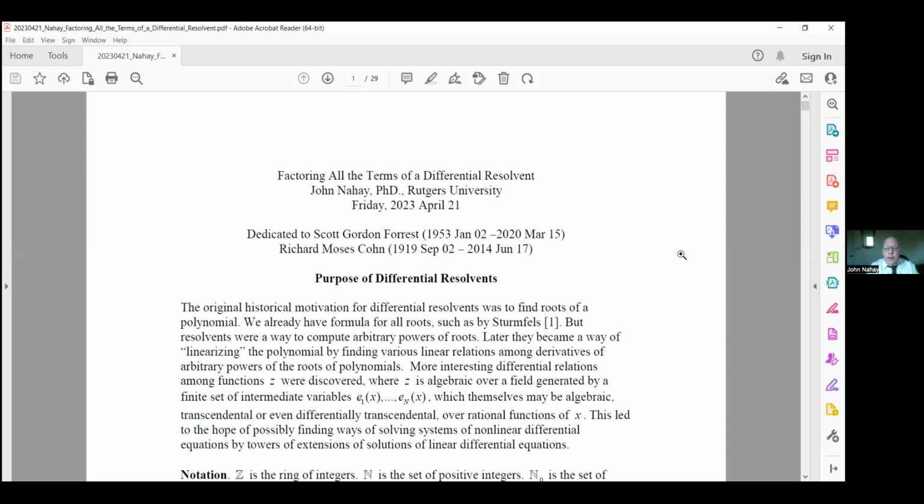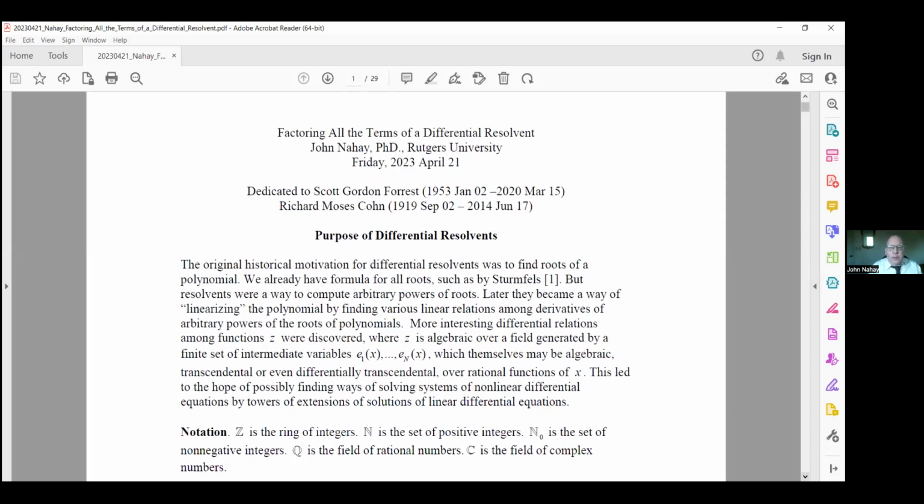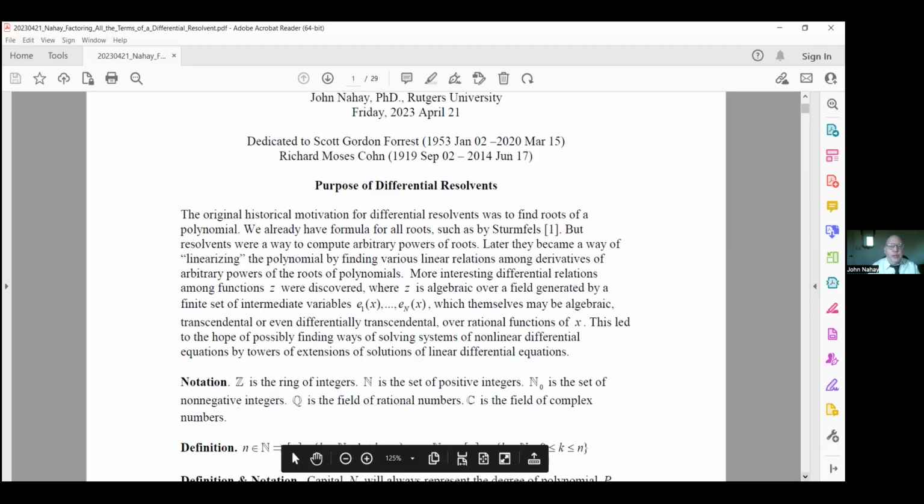Later, they became a way of linearizing the polynomial by finding various linear combinations of derivatives among derivatives of arbitrary powers of the roots. More interesting differential relations among the function z were discovered, where z is algebraic over a field generated by a finite set of intermediate variables, e1 through en of x, which themselves may be algebraic, transcendental, or even differentially transcendental over rational functions of x. This led to the hope of possibly finding ways of solving systems of nonlinear differential equations by towers of extensions of solutions of linear differential equations.